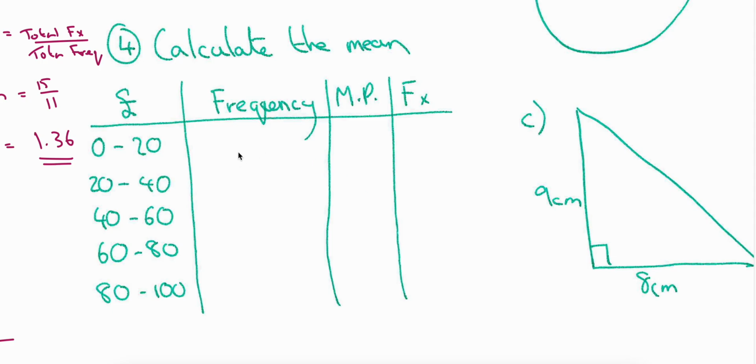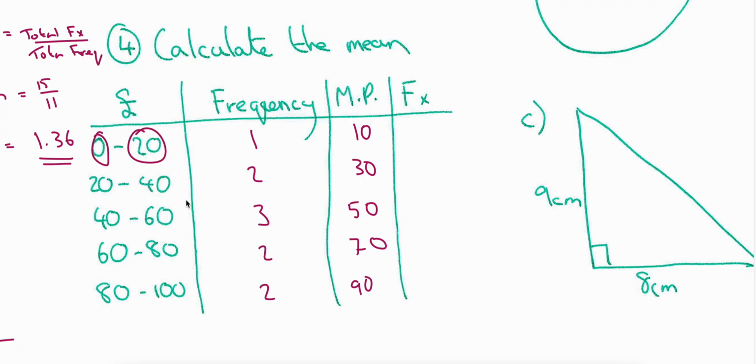Now, next up, we have got calculate the mean. So firstly, I'm going to give you the frequencies, which are 1, 2, 3, 2, 2. This is how much pocket money some students got. So because this one gives us groups, we need to work out the midpoint. So it's 10, 30, 50, 70, and 90. If you are in doubt, add together these two numbers and divide them by 2. That will tell you the midpoint.